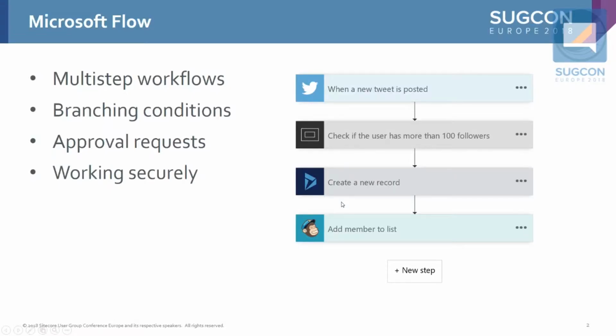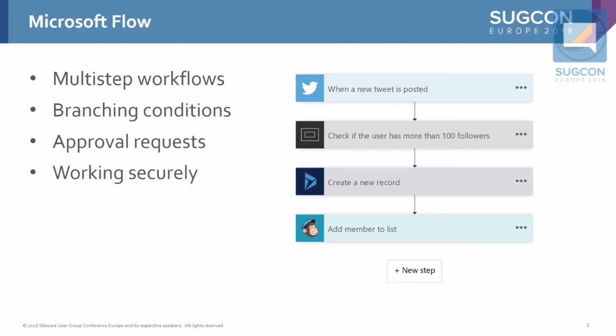So Microsoft Flow allows you to design multi-step logical workflows without coding, so you just drag and drop everything into these workflows. It has branching conditions like marketing automation in Sitecore. It has approval requests, and it's an enterprise product, and you can work securely. If you have data loss prevention policies in your organization, you can apply them to these flows.